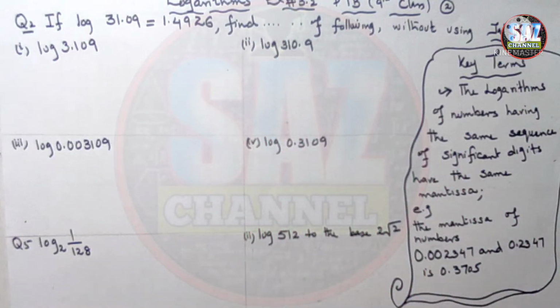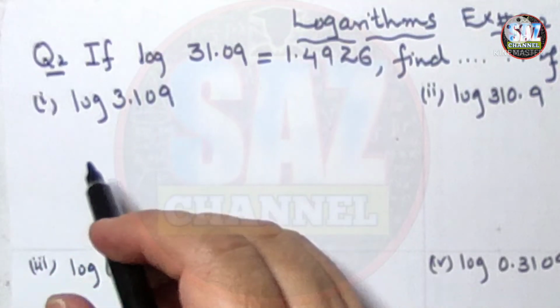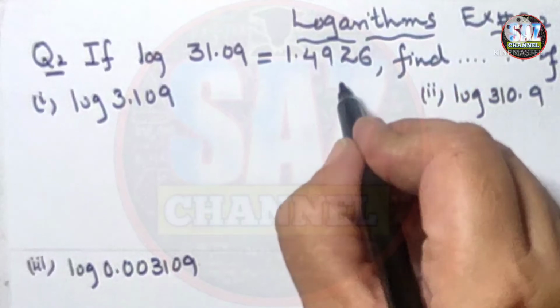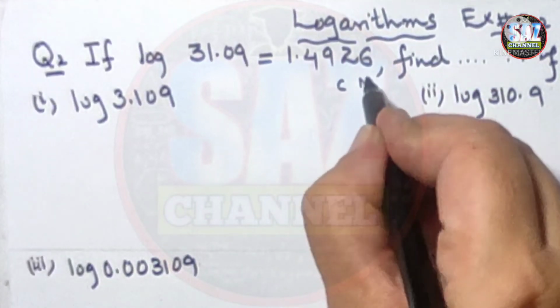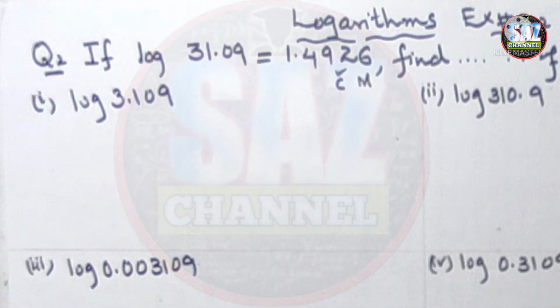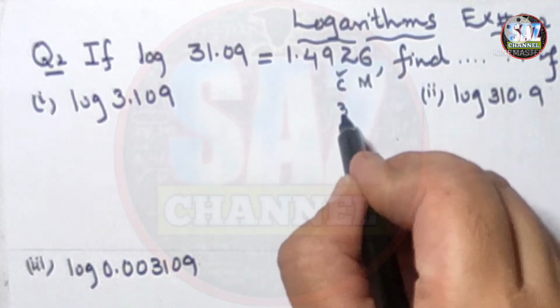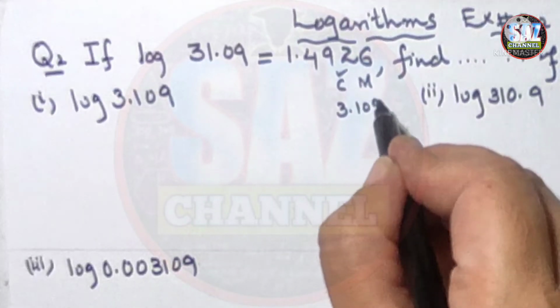So let's talk about the first part, and we have to find the log of this number, and we know that log of any number consists of two parts. One is the characteristic and one is the mantissa. And for the characteristic, you have to write the given number in what form? In scientific notation.